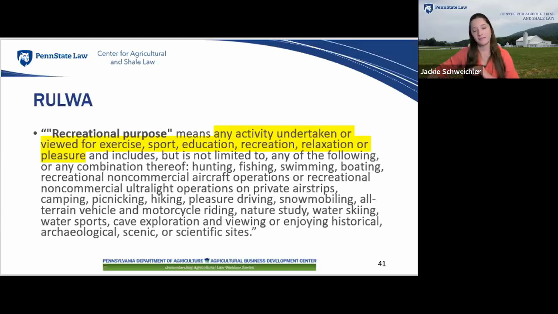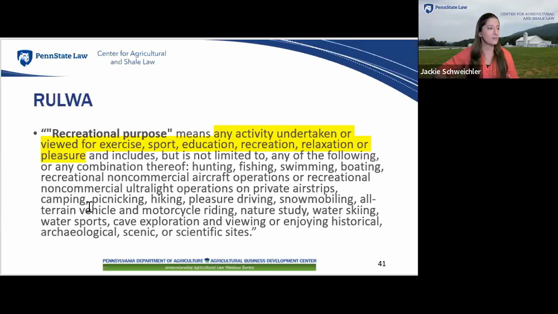So this is very, very broad. Generally, recreational purpose under the statute means any activity undertaken or viewed for exercise, sport, education, recreation, relaxation, or pleasure. And then there's a whole long list: hunting, fishing, swimming, boating, picnicking, hiking, snowmobiling. I'm just reading a few of these off this slide. Enjoying historical, archaeological, scenic, or scientific sites. I mean, really anything you can think of. There's a huge list here.